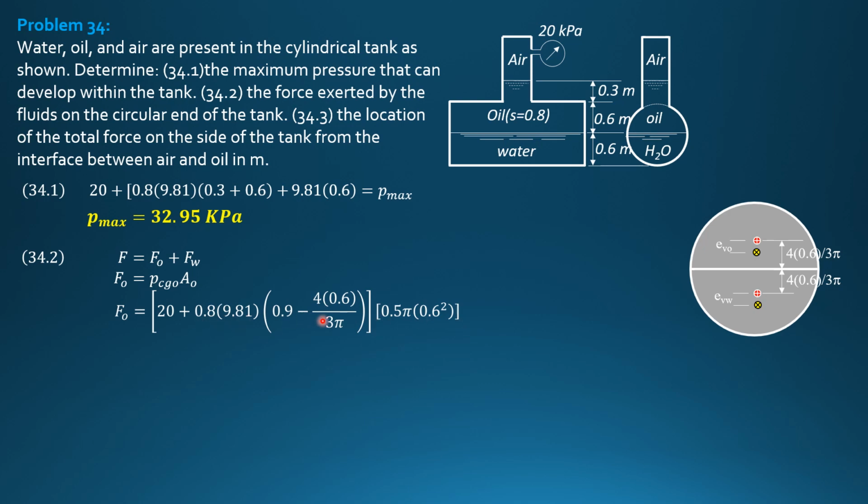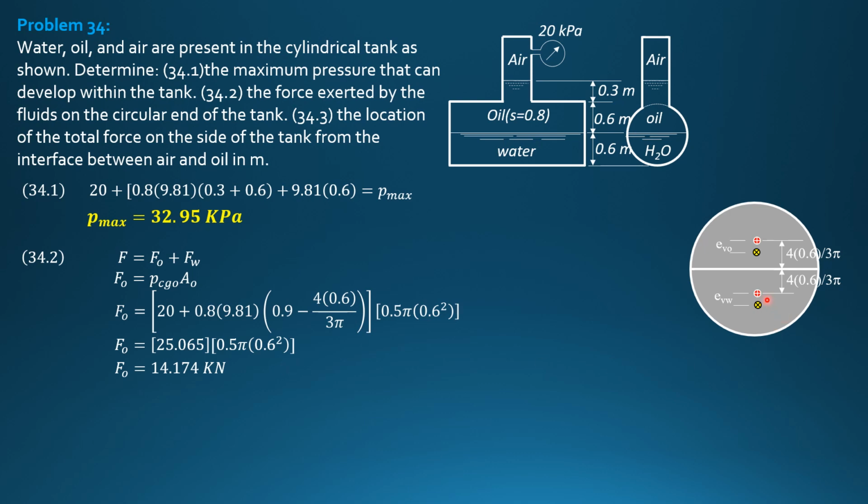Before computing FO, let's compute for the pressure because we need this in computing EVO later. So the pressure at the centroid of oil is 25.065 kilopascals. And this is the area of semicircle, 0.5 pi the radius square. So FO is 14.174 kilonewtons.